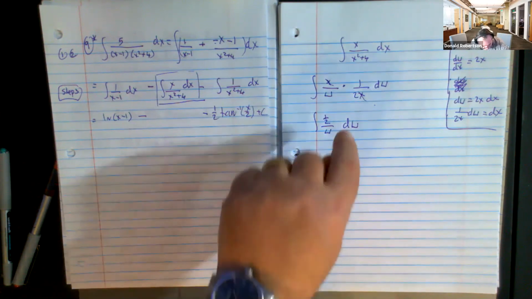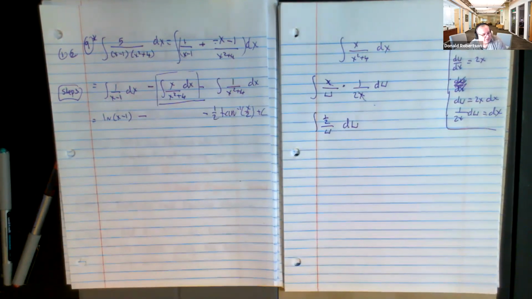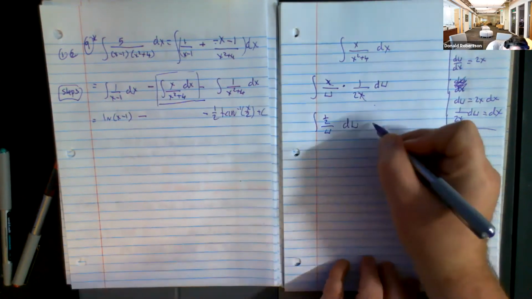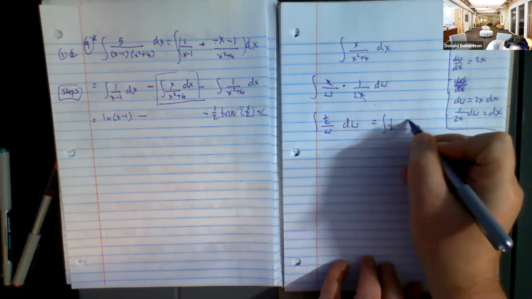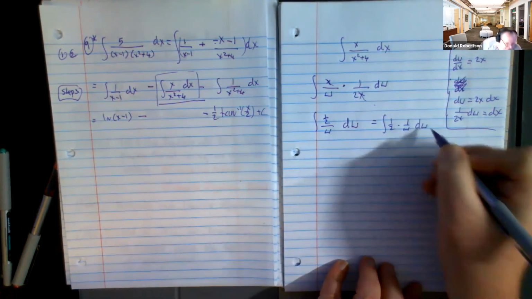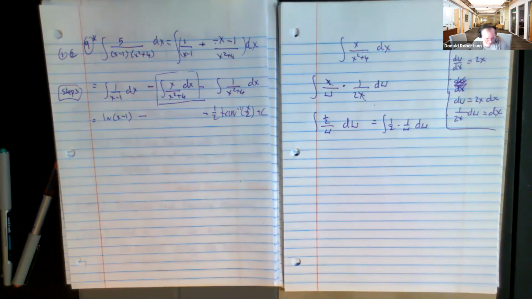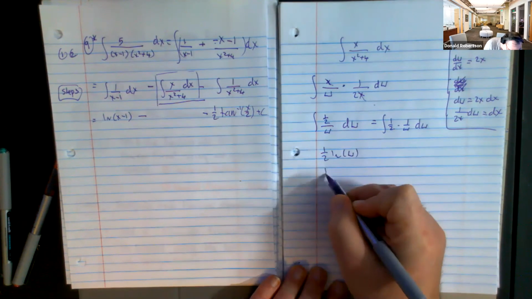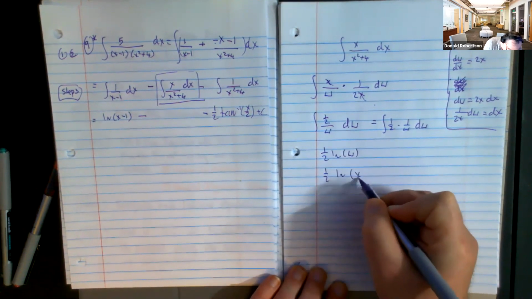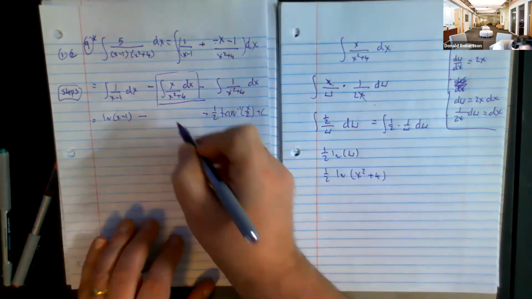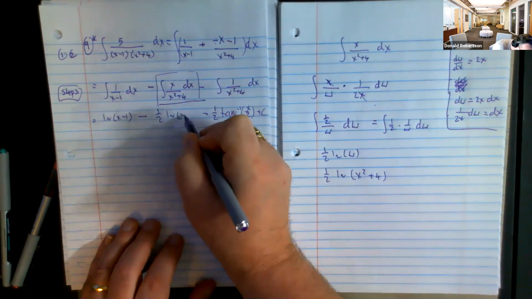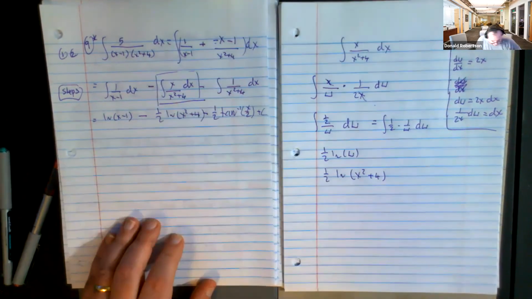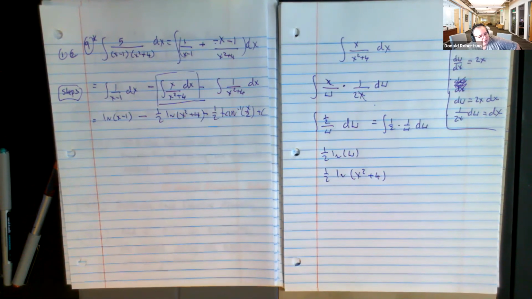You're happy about this half being written that way rather than 1 over 2u because it looks ugly. Are you happy with that version, which is the same thing? Right. So you get 1/2 natural log of u, which becomes 1/2 the natural log of x squared plus 4. And now you can say, thank goodness, it's finished. That was a very, very long question.